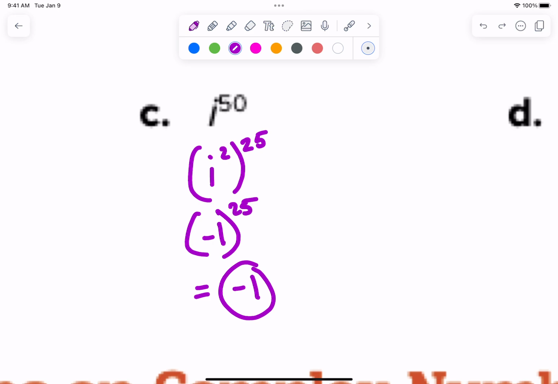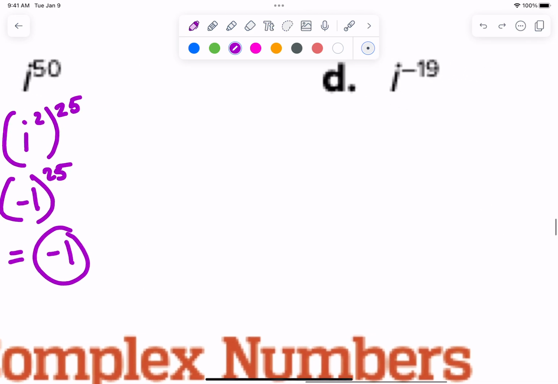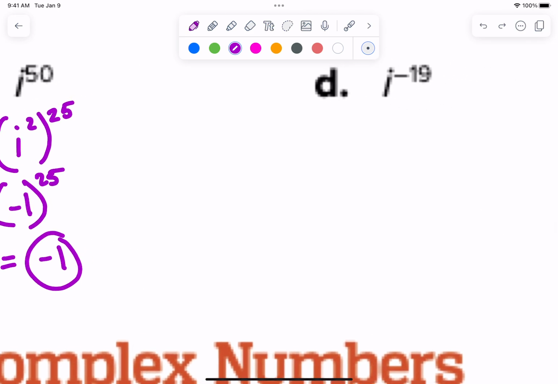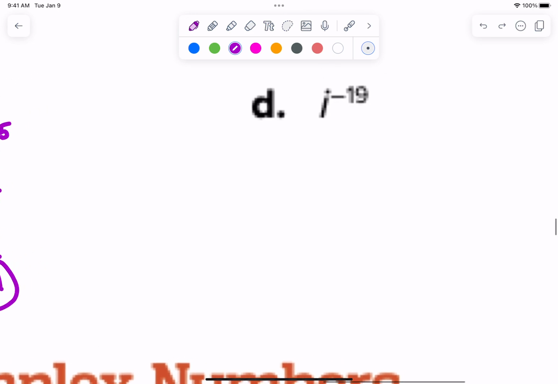Now D. This is tricky: 1 over negative i. A negative exponent is 1 over, right? We have to make it into a positive exponent, so 1 over i to the 19th power. You flip it to the bottom. Does anybody not understand what I just did?